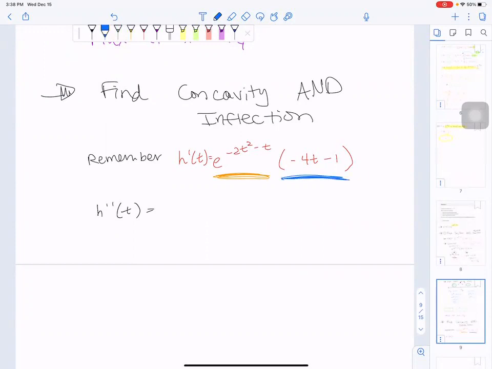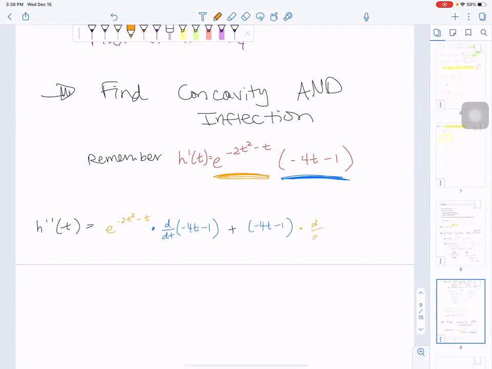So product rule says you do the first term times the derivative of your second term. I'm going to keep it as derivative of your second term like this, so that we don't get too confused. Plus the second term times the derivative of your first term.